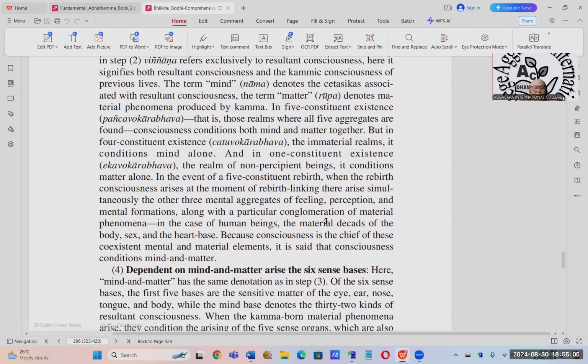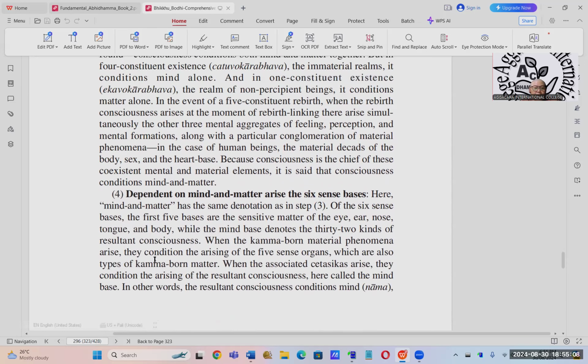All right. So after nama-rupa, what happened? Dependent on nama-rupa, then you get the six sense bases.